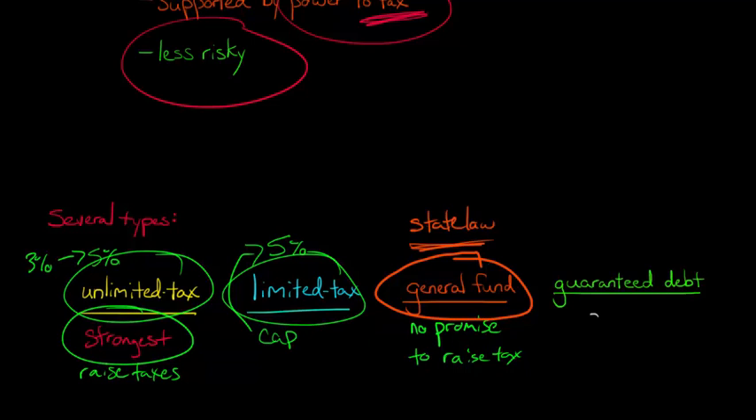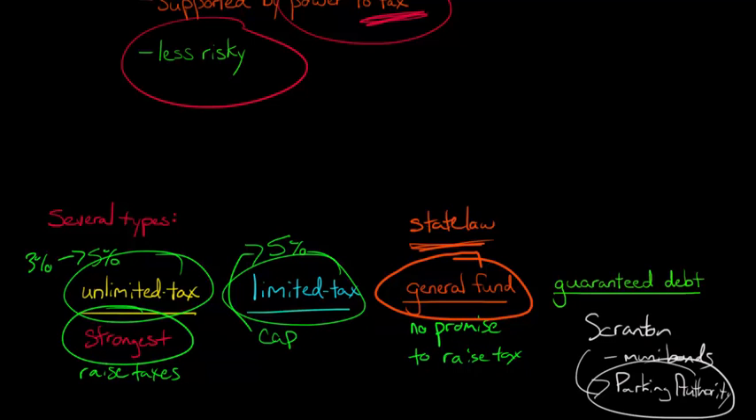So let's take Scranton. Let's say Scranton has its own muni bonds, right? They have their own general obligation bonds, but then they say, well, also we're going to guarantee the debt of the parking authority, right? The parking authority is raising money to build some new parking garage, and we're going to guarantee this debt, but that's separate from the municipal bonds that the city of Scranton has issued for itself.